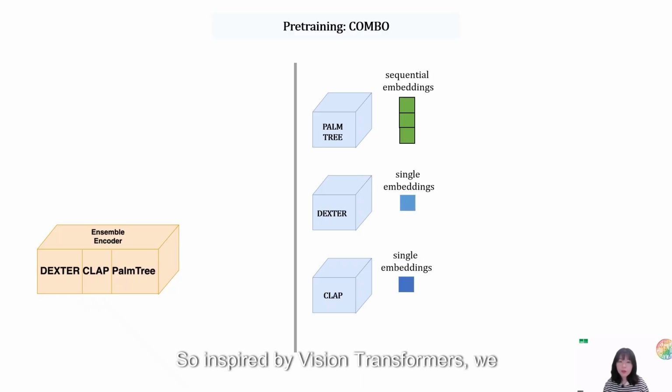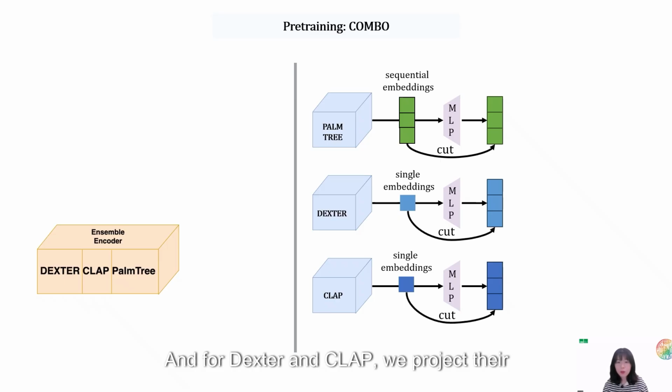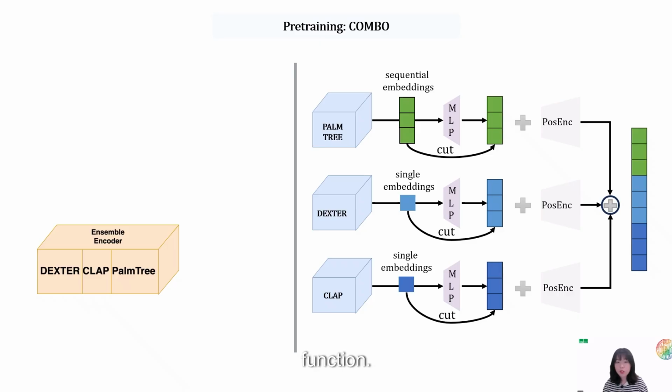So inspired by vision transformers, we first convert each representation into patches by MLP layers so that they can be processed and fused in a consistent way. For PalmTree, we split the sequence into patches at the basic block level. And for Dexter and CLAP, we project their single embeddings into multiple patches. We then add positional encodings to each form separately, since the number of patches differs across representations. And after that, we concatenate the three parts as the representation of each function.